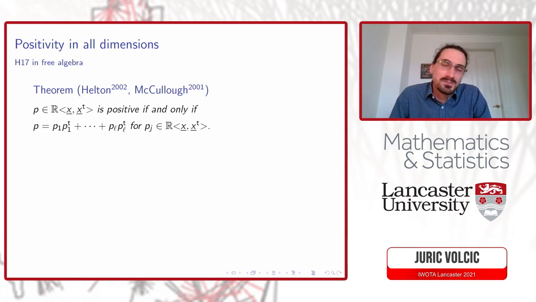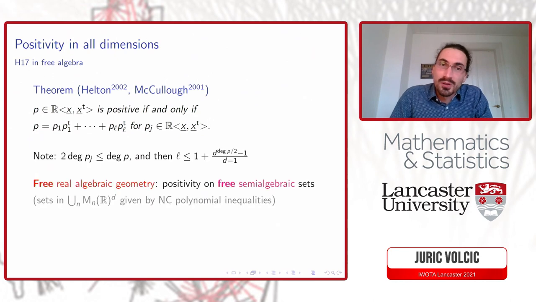So this goes back to a seminal theorem, independently proven by Helton and McCullough, showing that a non-commutative polynomial is positive if and only if you can write it as a sum of Hermitian squares of polynomials. So the point is, you don't need rational functions if you want to talk about positivity of non-commutative polynomials. And even more, because you can represent polynomials as a sum of squares of polynomials, you automatically get degree bounds on these terms. And after you get that, you also automatically get the bound on L, on how many summands you need here.